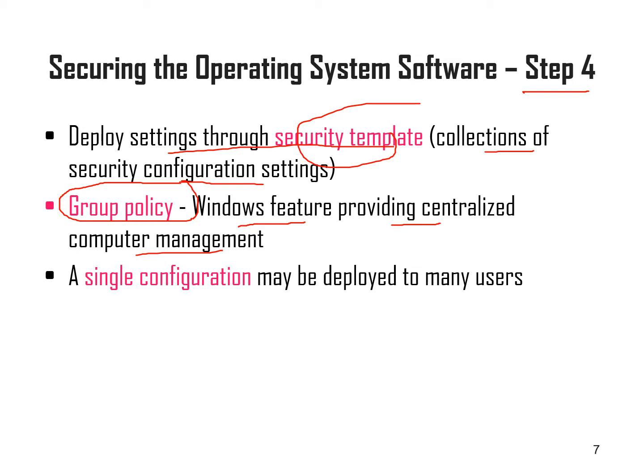So group policy is nothing but the centralized computer management that will deploy the settings through a security template. A single configuration may be deployed to many users with the help of group policy. We can make a single configuration and deploy it for many users. So this is the fourth step, deploying the security settings through a security template.